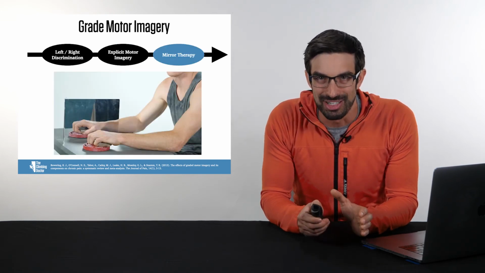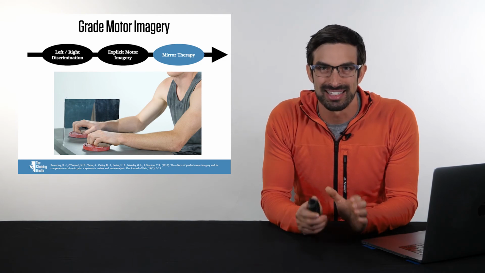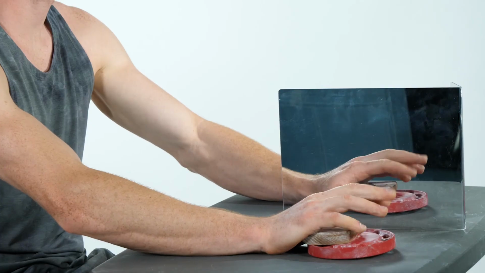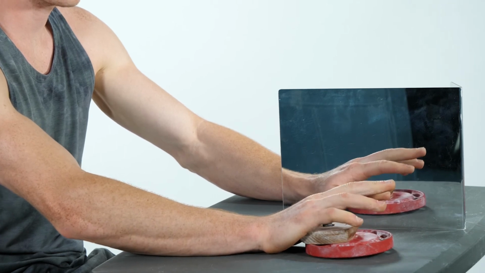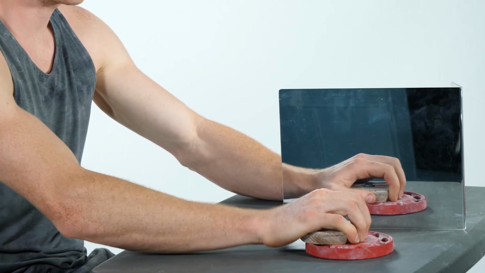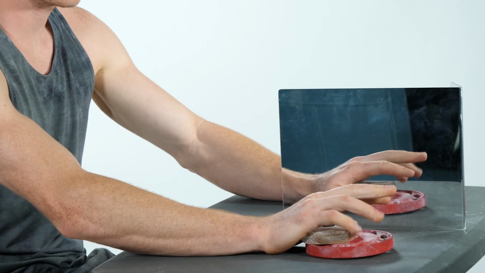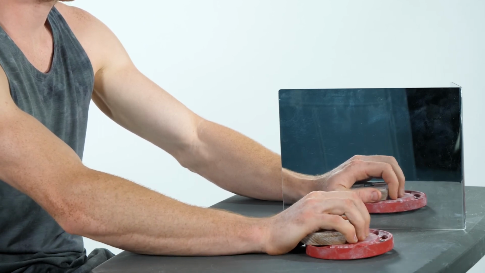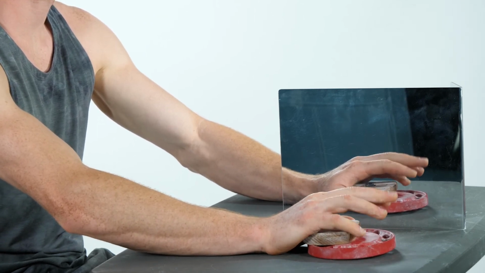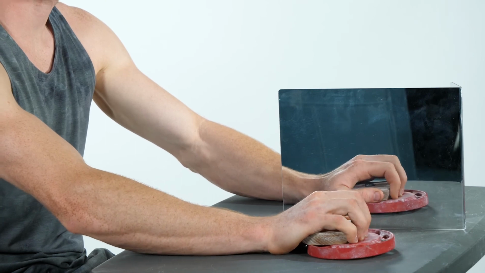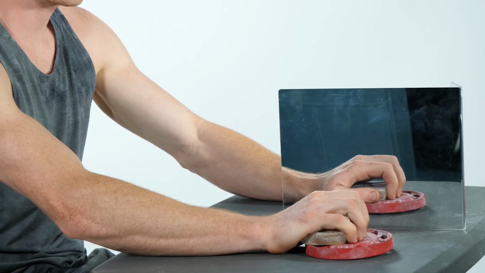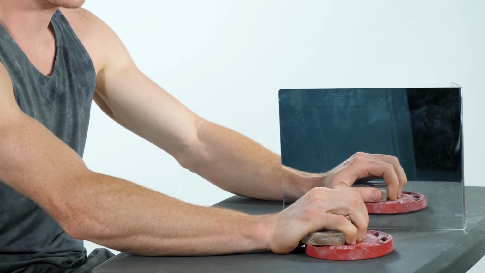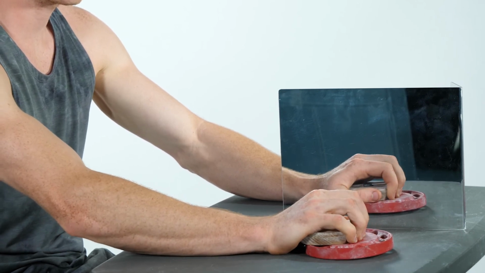Now the third stage of graded motor imagery, this is mirror therapy. And you can use a mirror to retrain the stimulus and sensation of the climber gripping with their affected hand. You can see in this mock situation that the climber has their right hand, their non-affected hand facing the mirror. As they look or peer into the mirror, they can see a reflection of their right hand, and it appears as though it is their left hand.